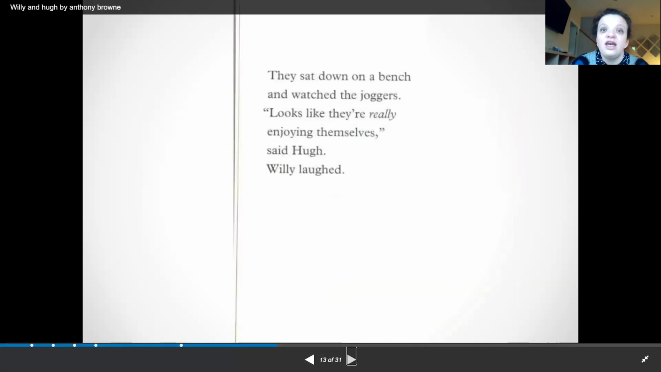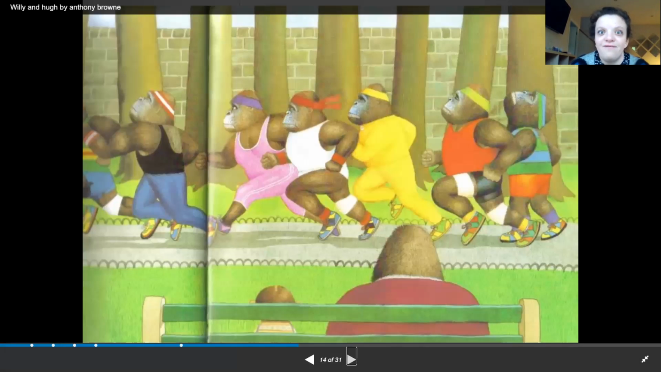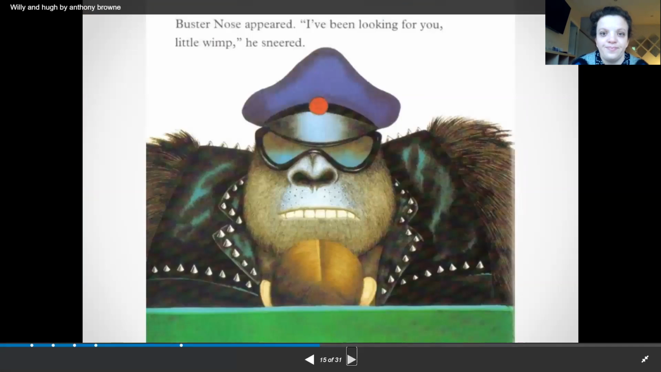There we go. They sat down on the bench and watched the joggers. Do you know what joggers are? They're runners. That's what Miss Drews should be doing. She should be getting back to her Saturday morning jogging, but she hasn't done it for a long time. "Looks like they're really enjoying themselves," said Hugh. Willie laughed. Here they are, all the joggers. And here are Hugh and Willie watching the joggers go by.